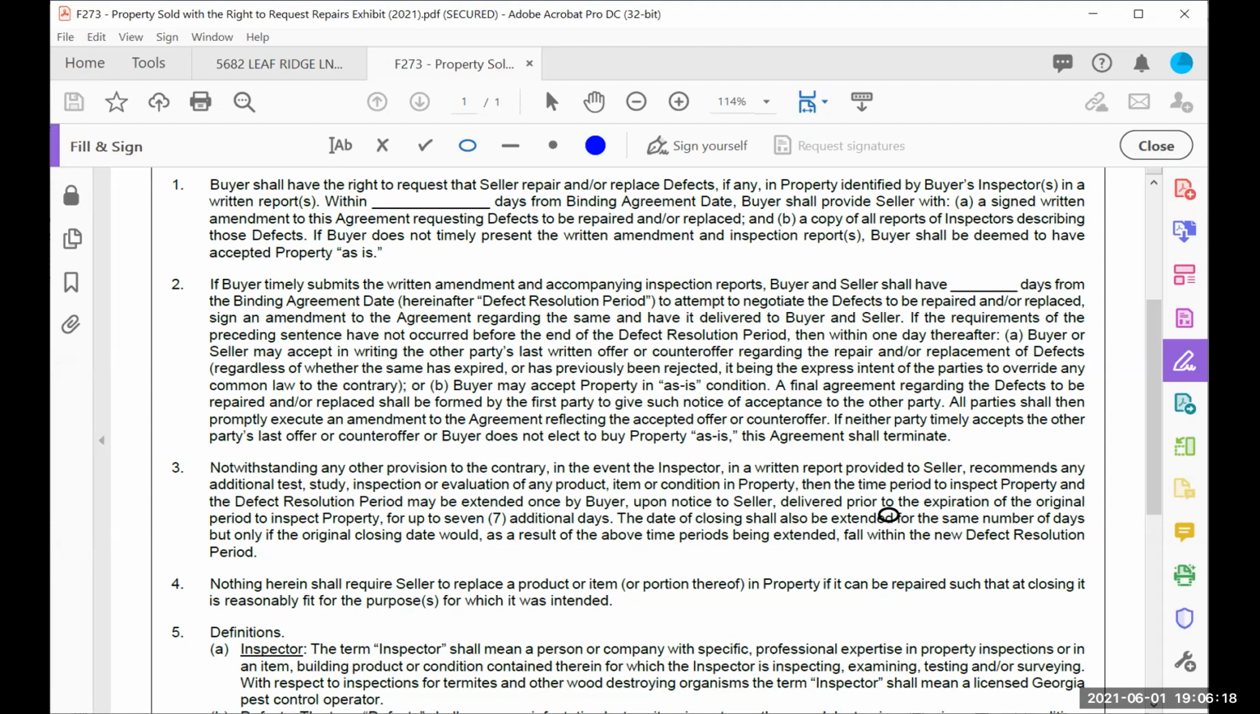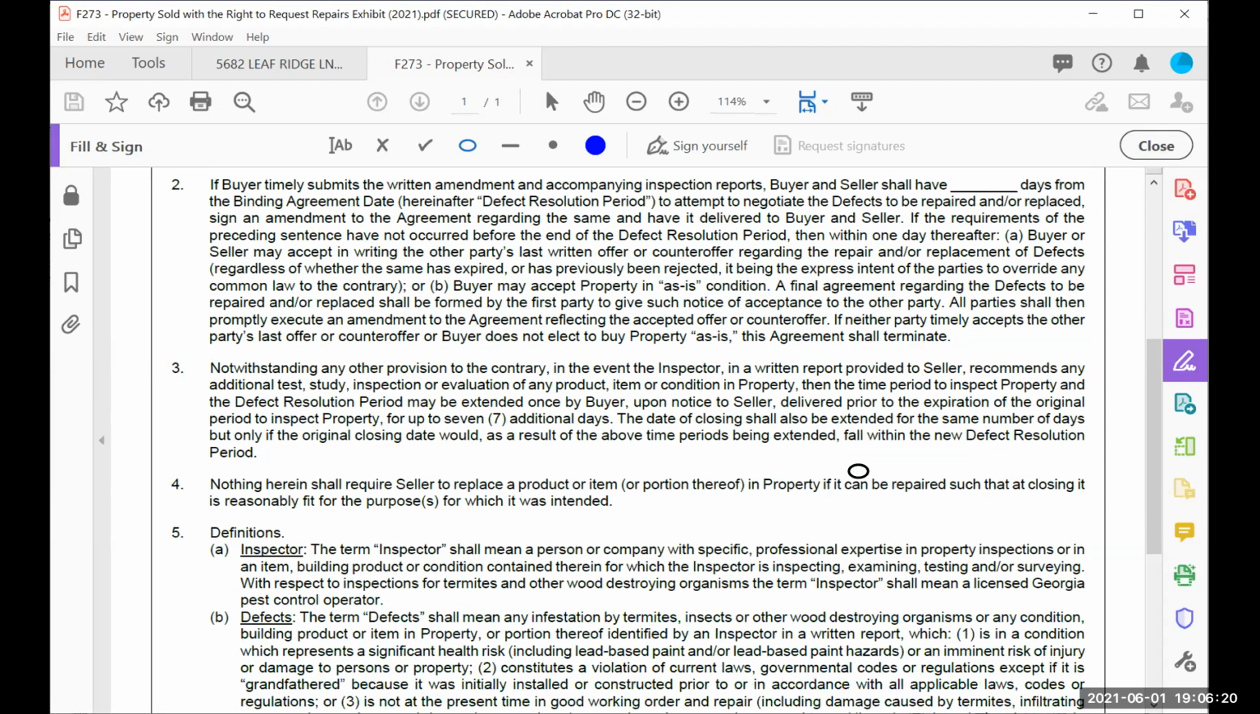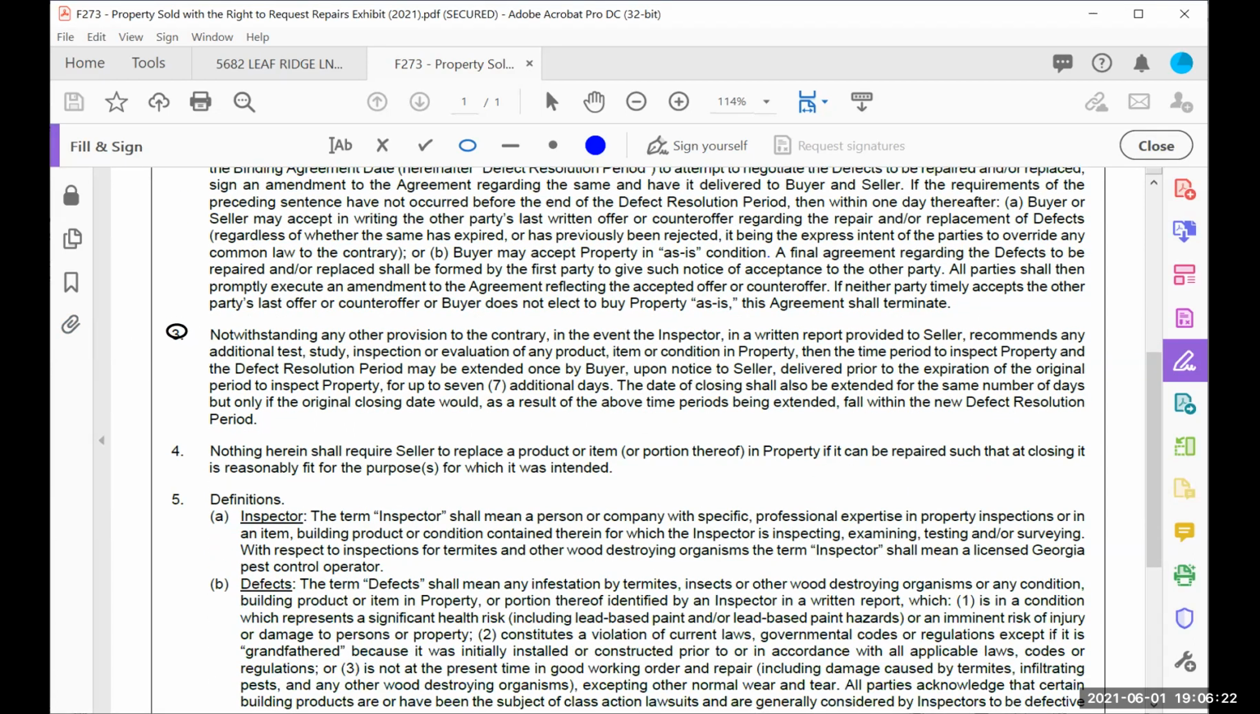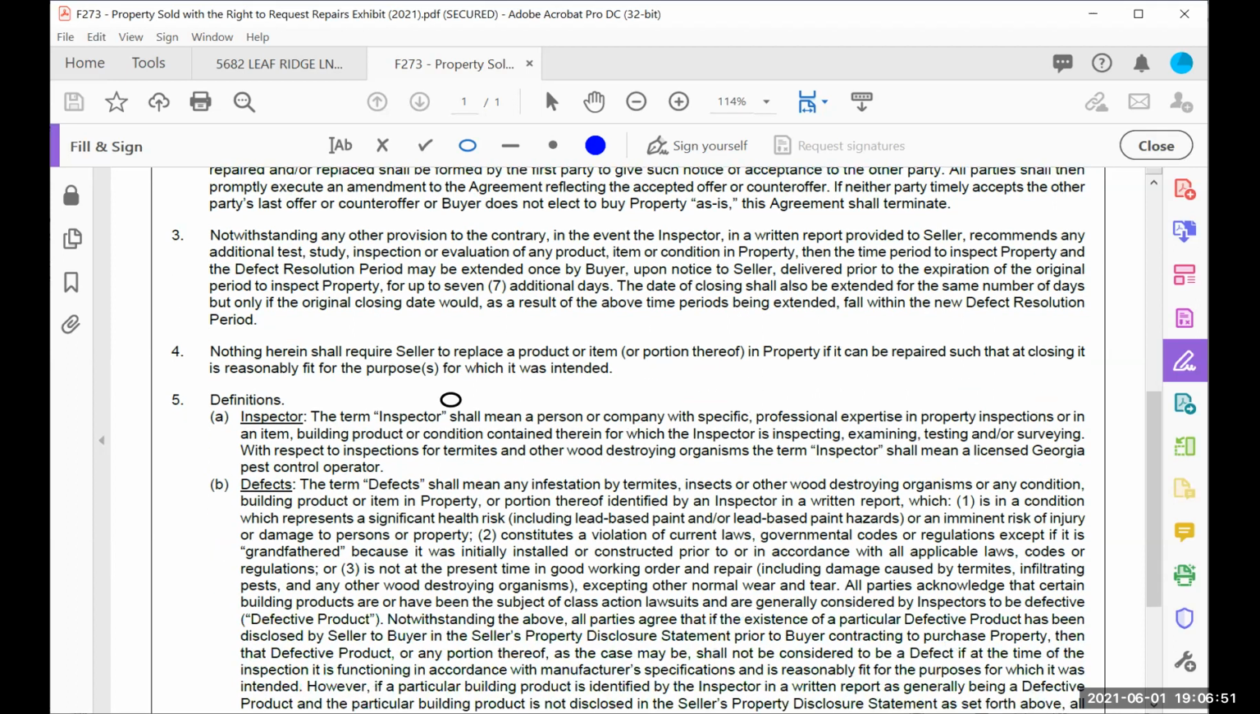Now, number 3, if the inspector says we want some more tests, we need some further inspection, then the buyer can unilaterally extend the defect resolution period. Once by buyer. As long as they do that extension prior to the expiration of the original period to inspect, and you get up to 7 days. Now, number 4 is important.